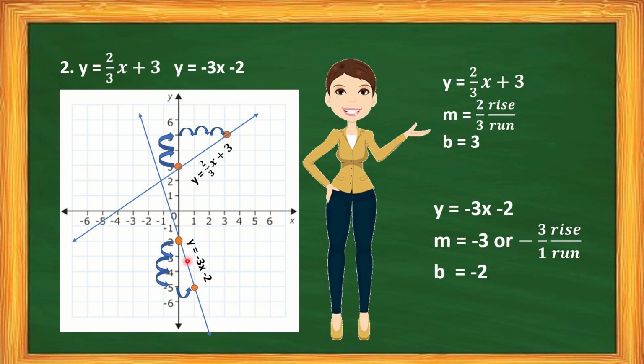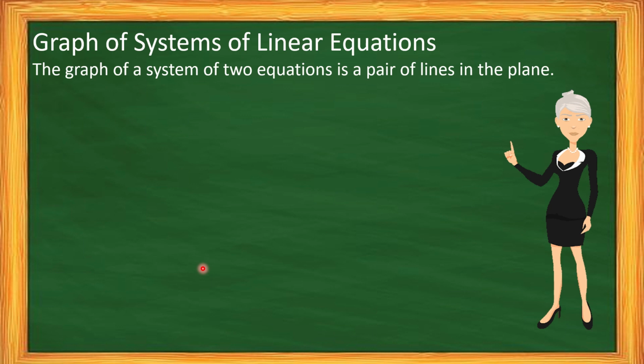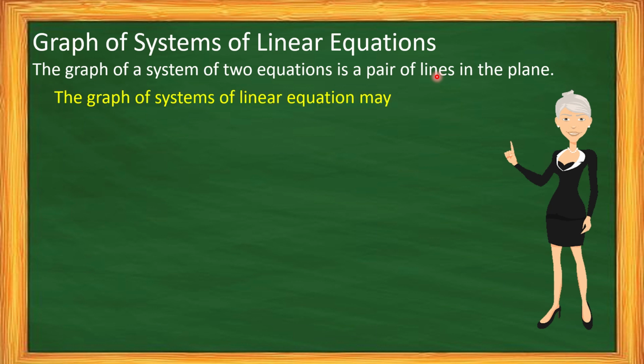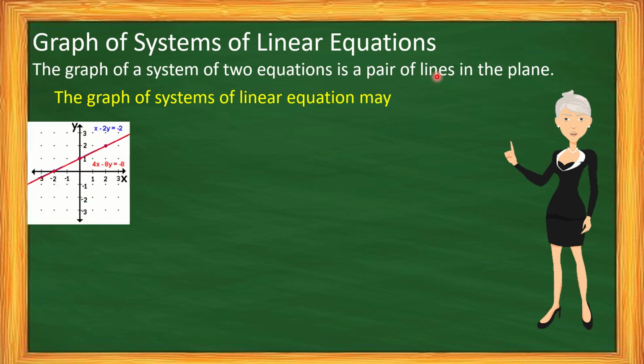Let us now tackle the graph of systems of linear equations. Since in a system of linear equations we have two equations, the graph of it will be a pair of lines in the plane. The graph of a system of linear equations may coincide. When you say coincide, the two lines overlap, or are on top of each other.